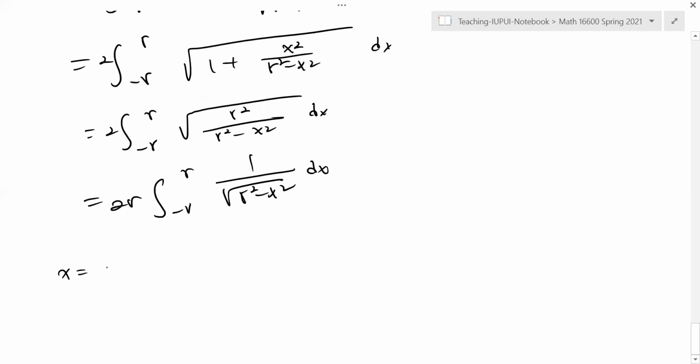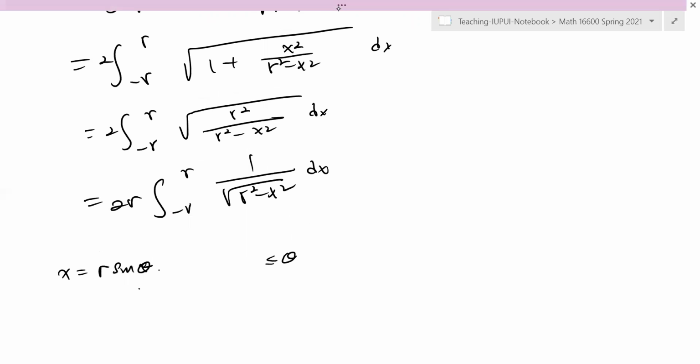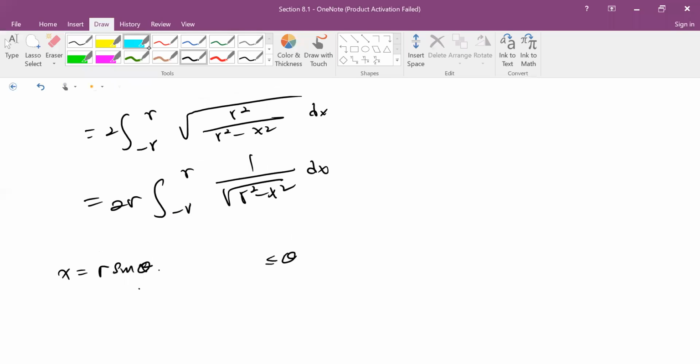So let x be r sine theta, for example, right? I think it's better to use cosine because you want x to run from negative r to positive r, right? So you can even use a cosine, okay? Sine, yeah, let's try using a cosine, okay?